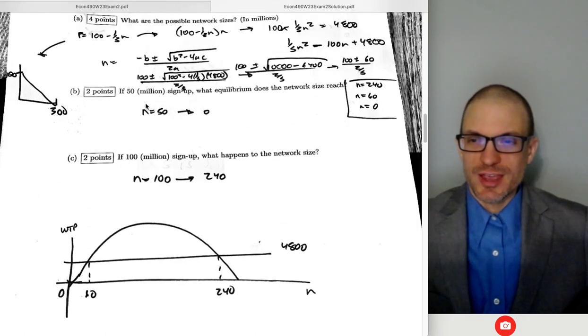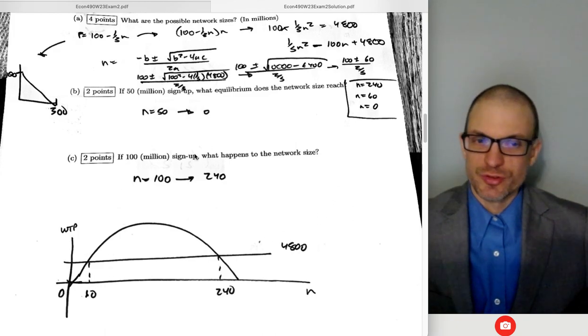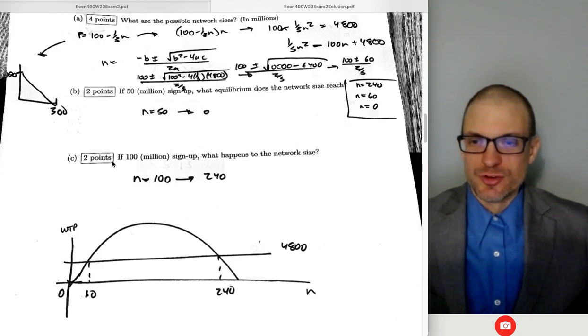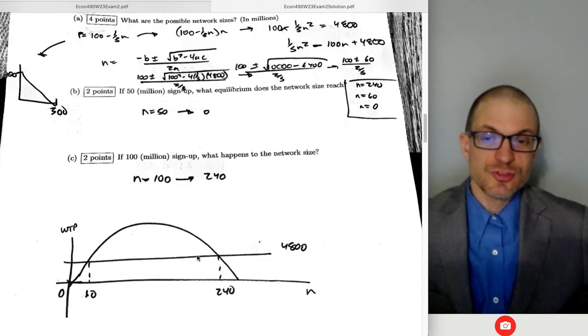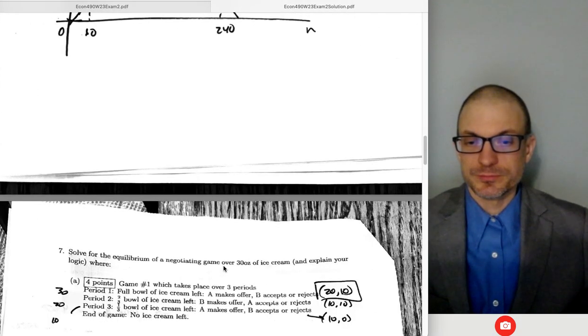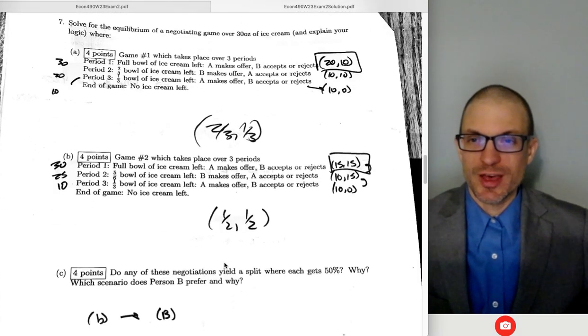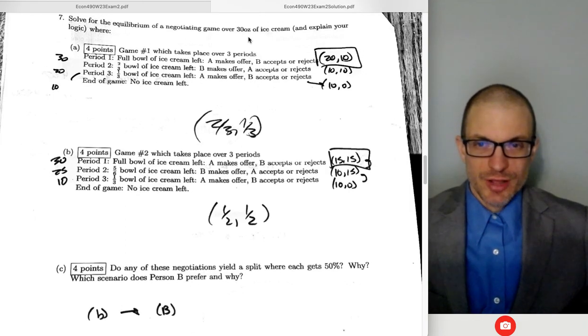If 50 million signed up, well, that's less than 60. So those 50 people are going to leave the network, right? So maybe that's like Google Plus, right? Google Plus tried to rival Facebook, and now there's no Google Plus, right? 100 million sign up. What happens to the network size? Oh, now it gets to the really big equilibrium, right? Because 100 is bigger than 60. So those 100 people stay in the network, but then the 101st person also wants to join, and so on up to 240.